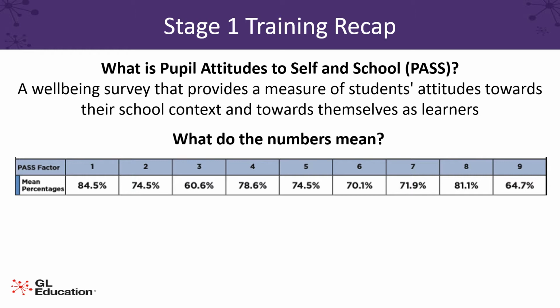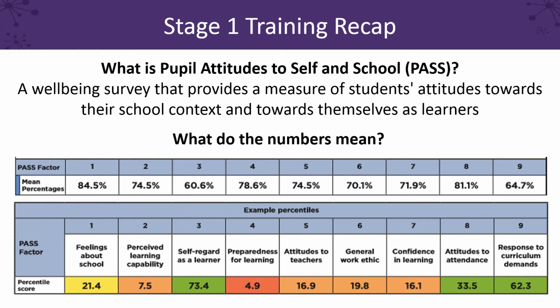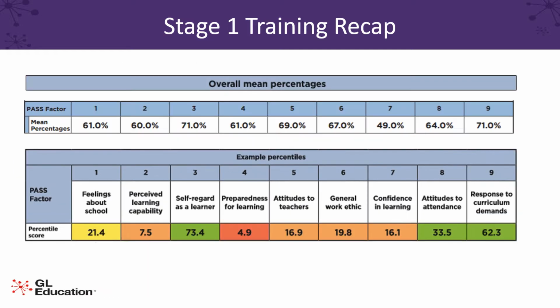What do the numbers mean? There are two different scores that you will find in the PASS reports: the non-standardised percentage score for each PASS factor and the standardised percentile score for each PASS factor. Mean percentage scores show a percentage of maximum positivity within the school. That is to say, if students within a school were to respond, on average, positively to 5 questions out of a maximum of 10 questions in the factor, then their non-standardised mean percentage score would be 50%.